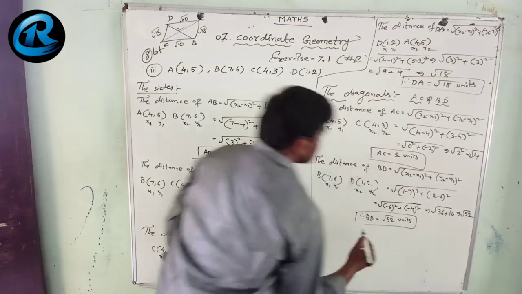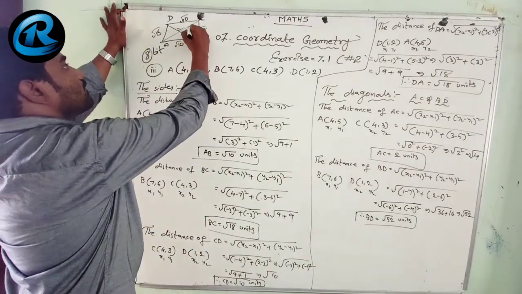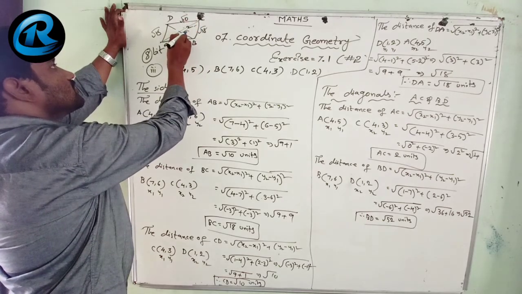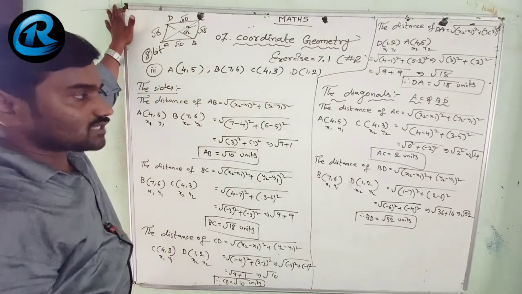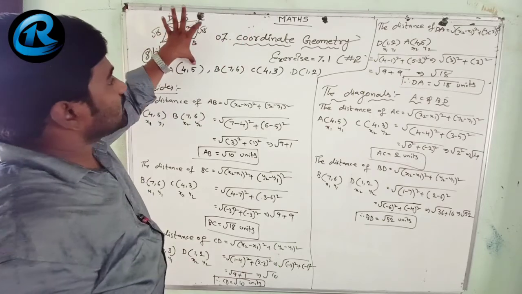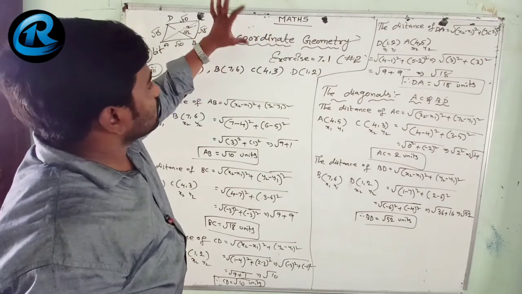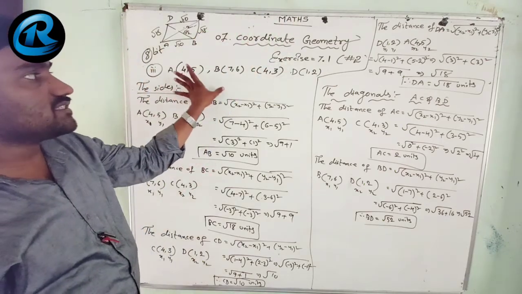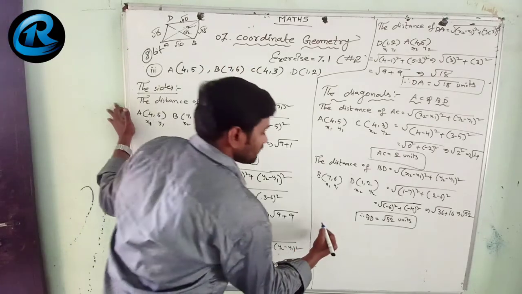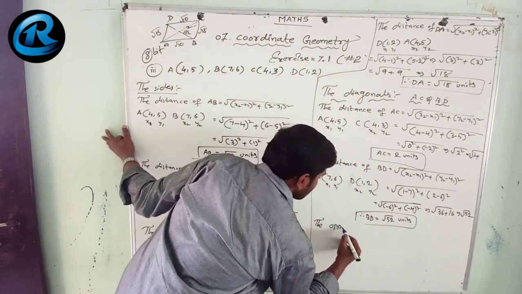So what happens here? Opposite sides are equal and diagonals are not equal. AC equals 2 units, and BD equals root 52 units. So it also forms a parallelogram. As we see, 4 plus 4 is 8, 4 and here 5 plus 3 is 8, 4. Yes, the midpoint of AC equals the midpoint of BD also, so this becomes a parallelogram.